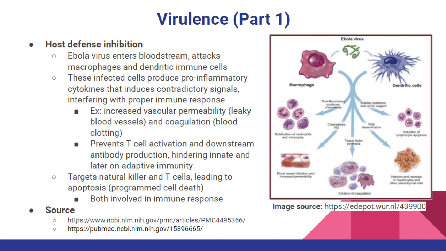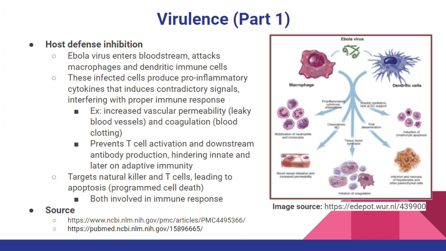Now for the virulence of Ebola virus. When Ebola enters the bloodstream, it can inhibit the host's defense mechanism, more specifically the immune system. It does this by first attacking macrophages and dendritic cells. And when these cells become infected, they produce pro-inflammatory cytokines, which are important for downstream immune response.